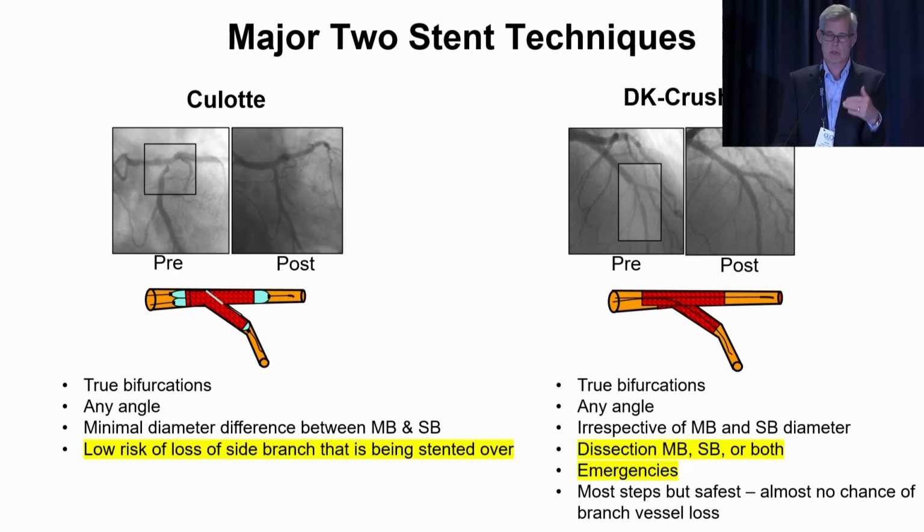It's also a bad choice if the side branch is a lot smaller than your main branch because your side branch is going to have to come up into the main branch, and if you have a 2.5 diagonal going to a 4 LAD, that stent's not going to stretch very well that way. And so we typically use it in branches which are 1-to-1 size where you don't think that the branch you're stenting across is going to misbehave.